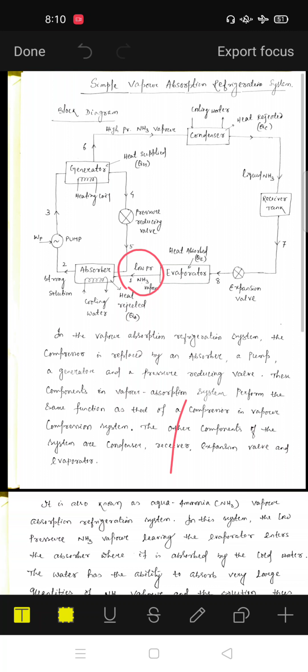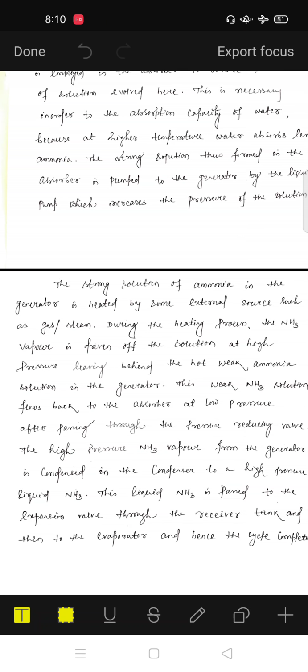Here you are getting the strong solution, and after it is heated in the generator, the high pressure ammonia vapor goes to the condenser, and the remaining low pressure weak solution is passed to the absorber via the pressure reducing valve, means this is 4 to 5. And in stage 6 you are getting the high pressure ammonia vapor, which is going to the what? Condenser, where heat is rejected to the atmosphere, that is QC. Clear?